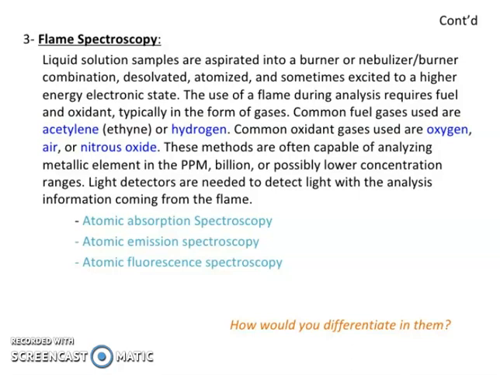These methods are often capable of analyzing metallic elements in the ppm, ppb, or possibly lower concentration ranges. Light detectors are needed to detect the light carrying the analysis information coming from the flame. Atomic absorption spectroscopy, atomic emission spectroscopy, atomic fluorescence spectroscopy. How would you differentiate them?